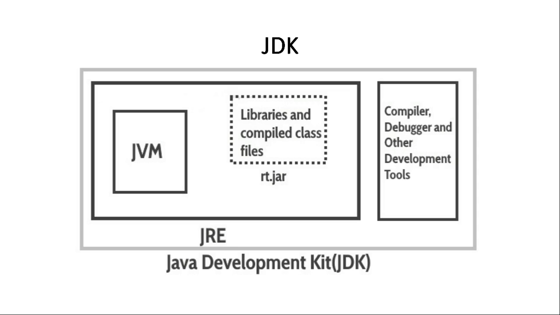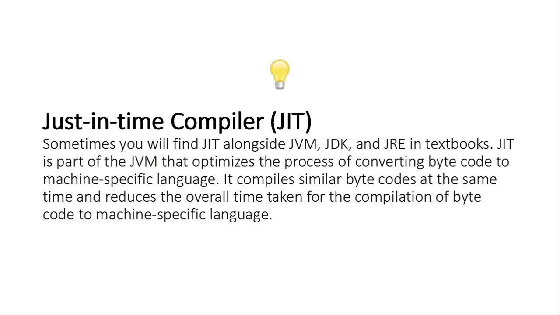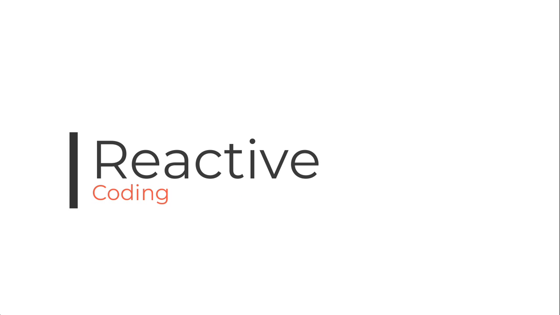Before stopping, many times you'll be asked in interviews, what is a JIT compiler. JIT is nothing but a small part of the JVM which optimizes the process of converting bytecode. So this is nothing but a JVM part. That's it.